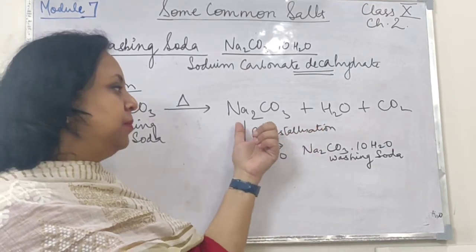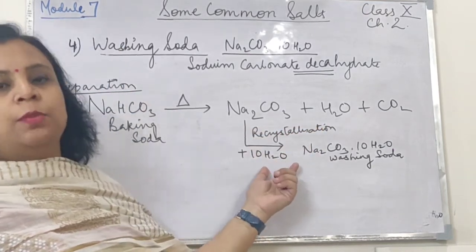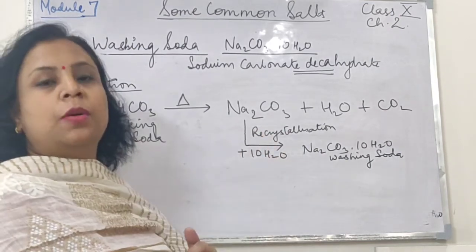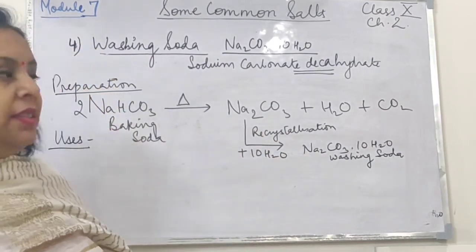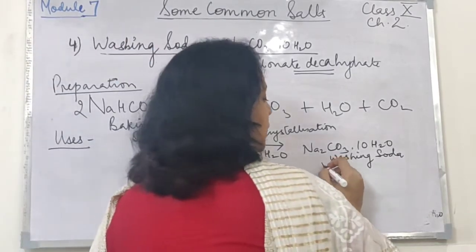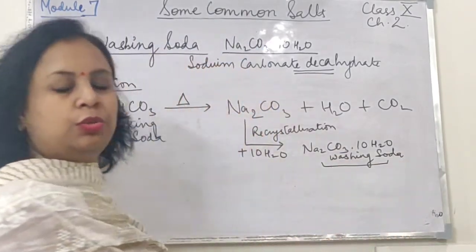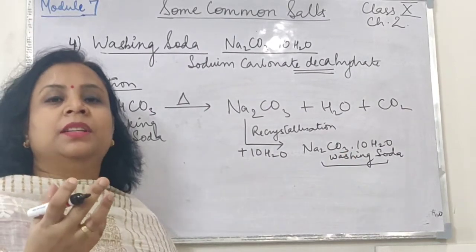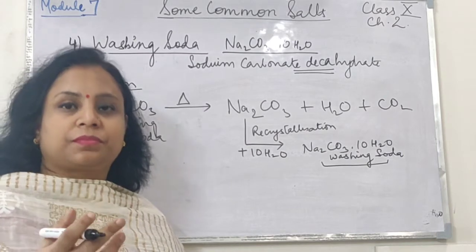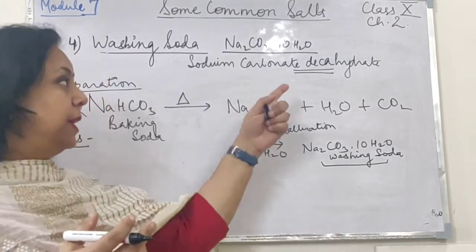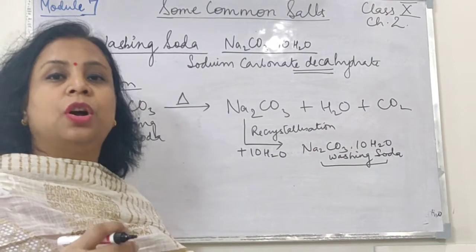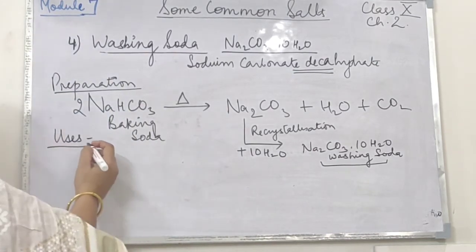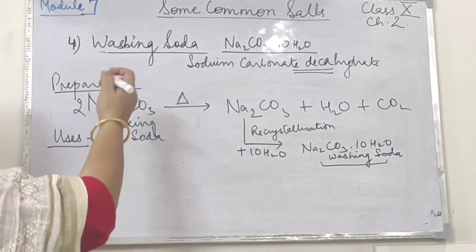Now what happens when it is exposed to water? It absorbs water, or it basically recrystallizes, and it forms the crystals of washing soda, Na2CO3 10H2O, which is basically a crystalline salt because of the presence of these 10 molecules of water of crystallization. Now let us just go through the uses of washing soda.